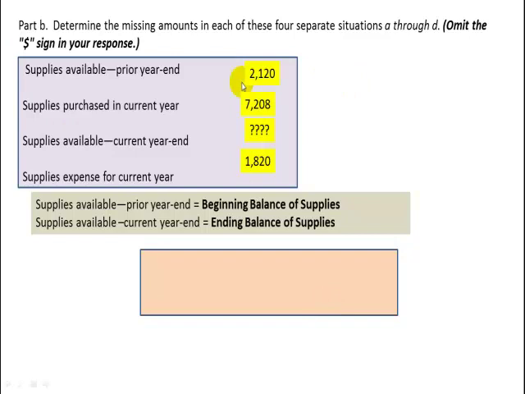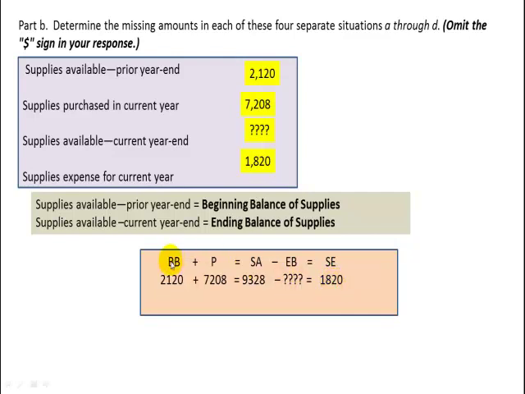Part B, beginning balance of supplies, 2120. The supplies purchased, 7208. Supplies at the end of the year, we don't know. That's what we're looking for. Supplies expense, they gave us that as 1820. So let's plug in what we know. We know the beginning balance was 2120 plus 7208 equals supplies available of 9328, minus the ending balance equals the supplies expense for this current period of 1820.